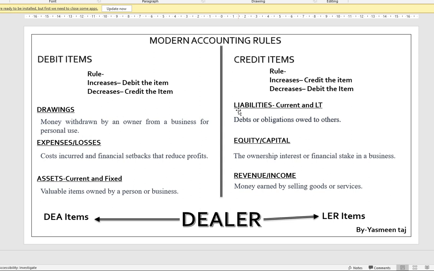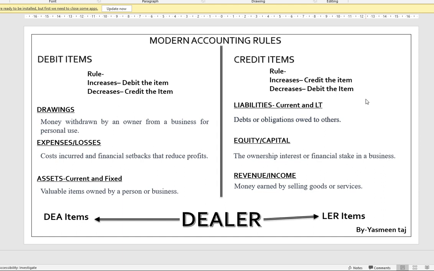In this picture, you may be observing the debit items and the credit items. Debit items, as per the modern accounting rules, include drawings, expenses or losses, and assets. Assets include current assets as well as fixed assets. Credit items include liabilities, which have current liabilities as well as long-term liabilities, equity or capital, and revenue or income.